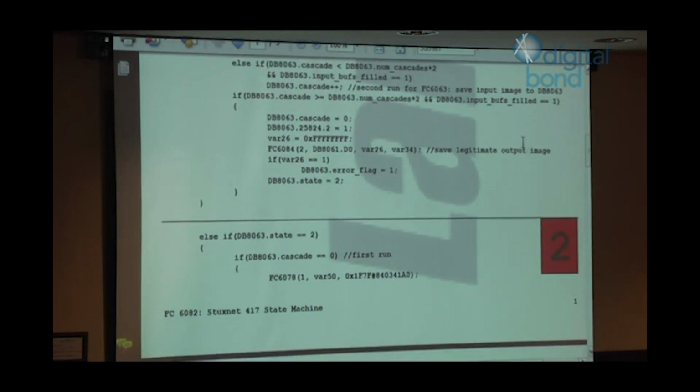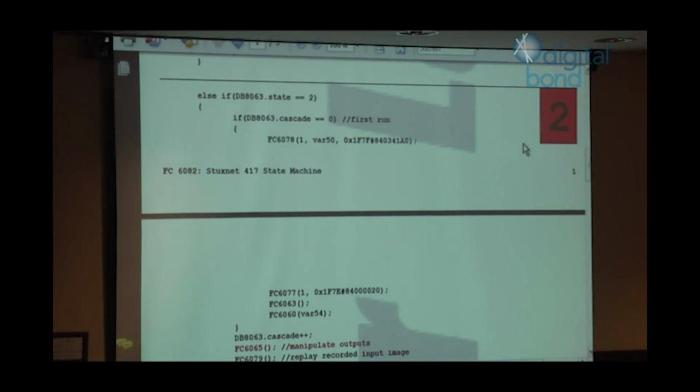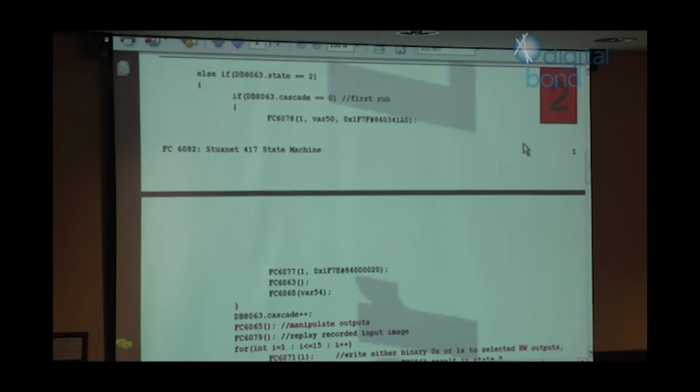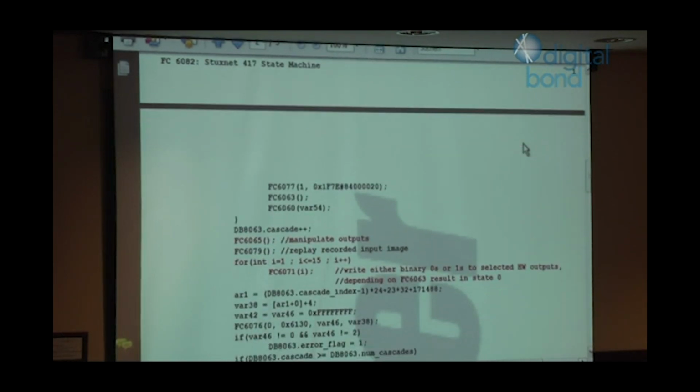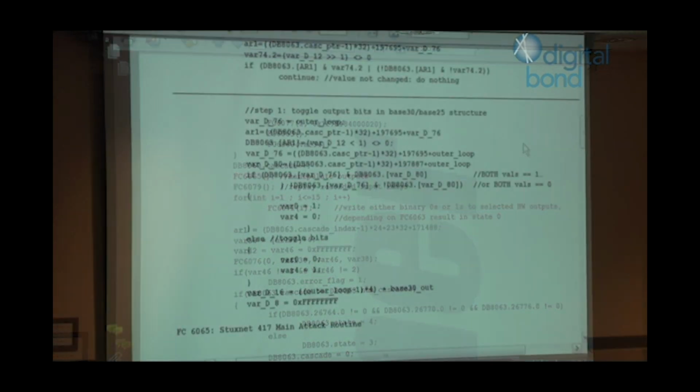Then they move to the real attack where they are manipulating the outputs. And this is stage 2 to 6. And important thing here is, if you look very closely, it always starts with 6065, where they are manipulating outputs. I'll show you that in a minute. And then they're faking the input process image here.